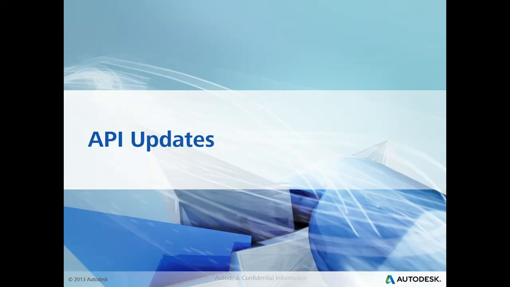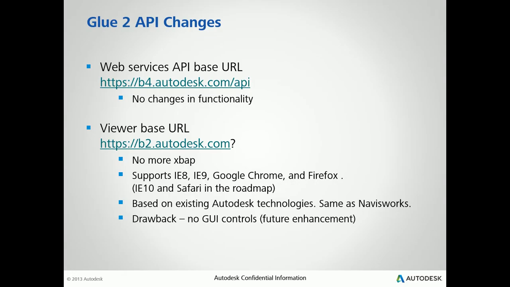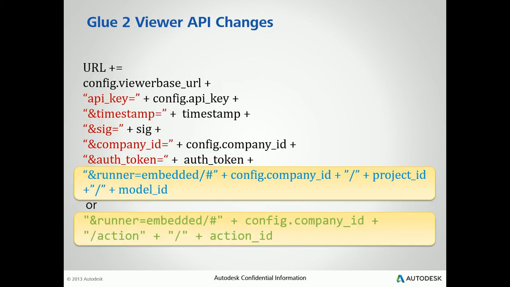And now some API updates. We're not having major changes on the API base URL, but we are having some modifications on the viewer. Here are the main topics. Here is an example of how we use the viewer. We just have to use this URL with all those parameters. Note that the API key and the authentication token are used from Autodesk. So if you want to use this viewer, you have to request an API key.